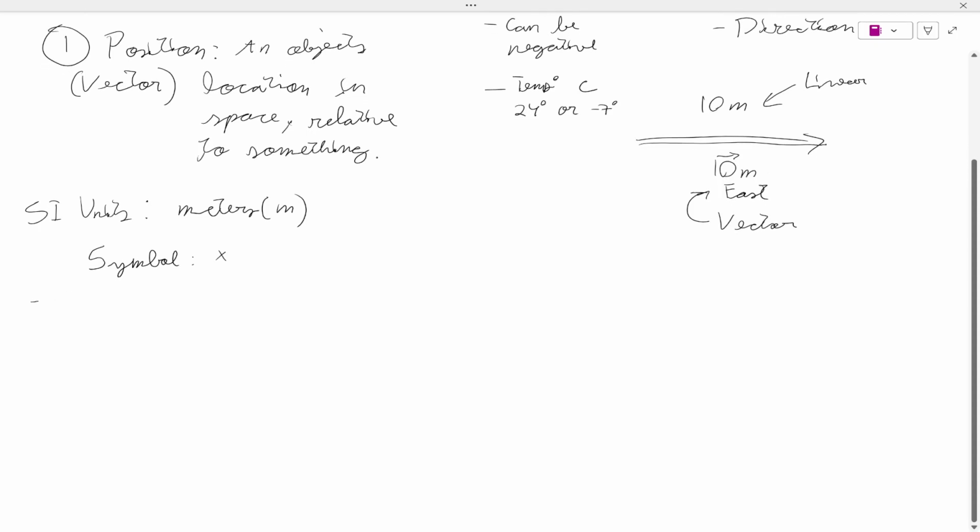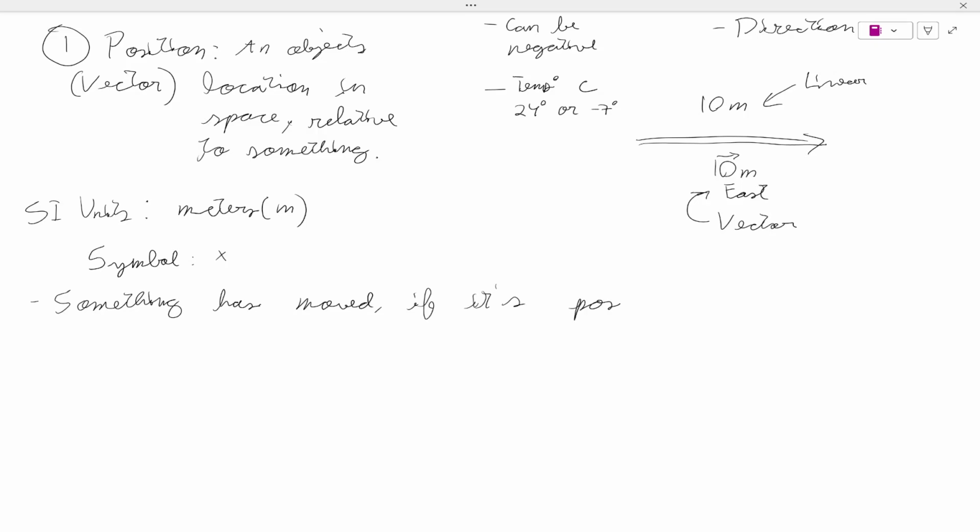So just a basic explanation is that something has moved if its position has changed, right? And that makes sense. If your position has changed, you have moved, right? You have done motion. You have done the actual act of moving, right? So if its position changes.